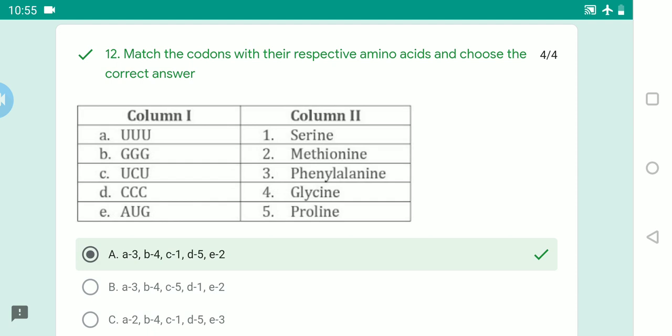And GGG, it is responsible for the proline. And UCU is serine. And CCC is again proline. Now AUG is methionine. So now match the correct one, the codons with their respective amino acids, and choose the correct answer. Option A is the correct answer. So with respect to triplet codons, they are responsible for the synthesis of particular amino acids.